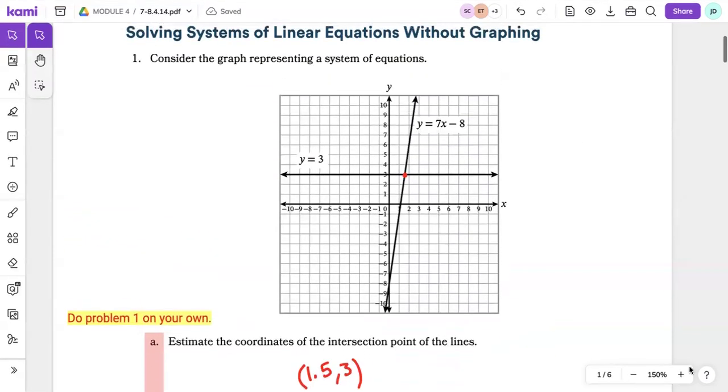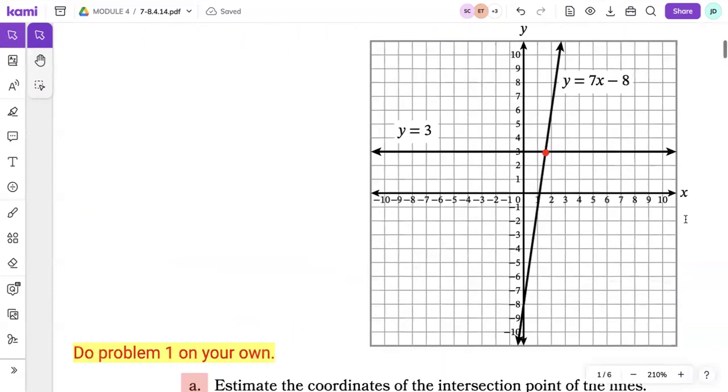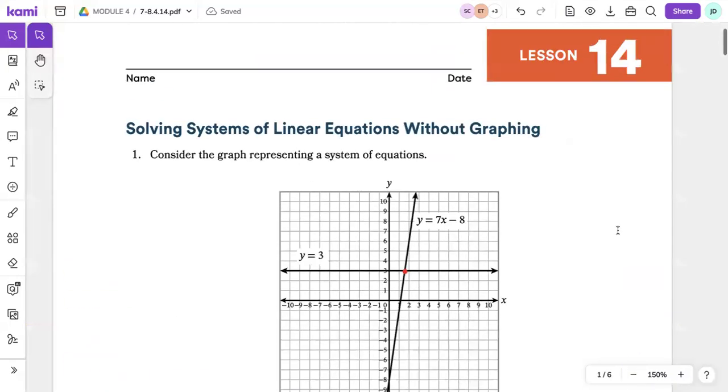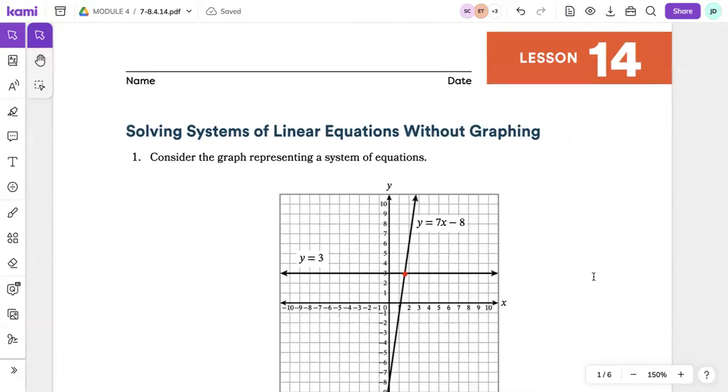Because the problem here, and I'll zoom in even more, is that we know it's on the y equals 3 line. That makes your y coordinate really easy to figure out. But all we know is that the x coordinate is somewhere between 1 and 2. But without any further grid lines, we can't assume where specifically it is on that line. So now we're going to talk about how we can do a calculation to solve this without graphing.